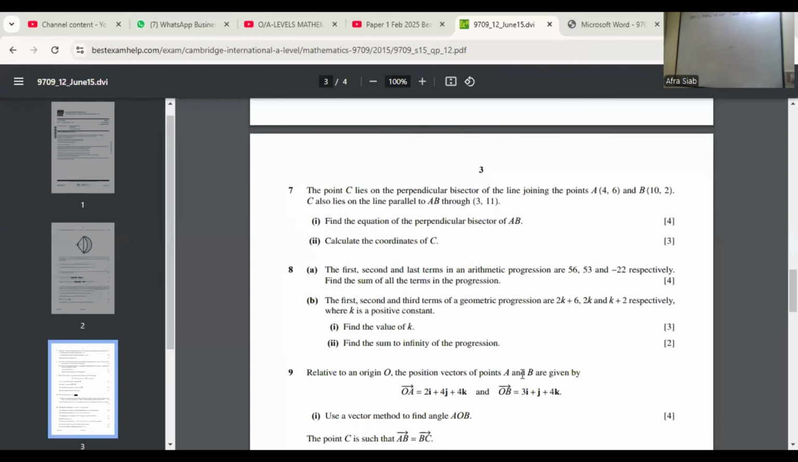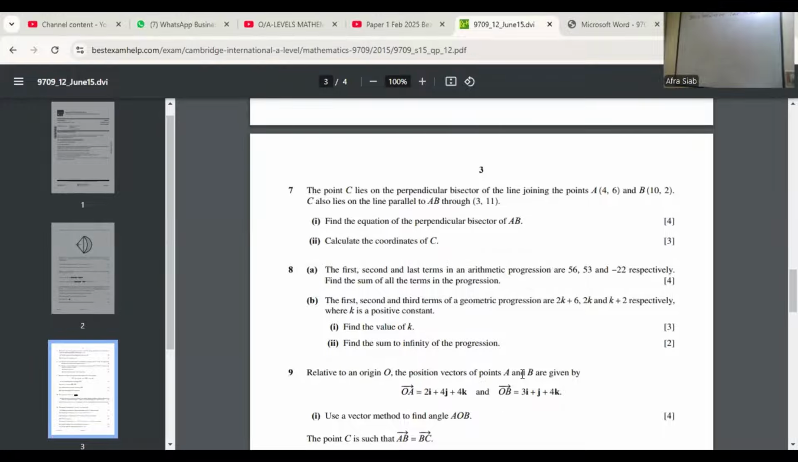Now, the next question is question number 8. The first, second, and last terms in an arithmetic progression are 56, 53, and minus 22. Find the sum of all the terms in this progression.